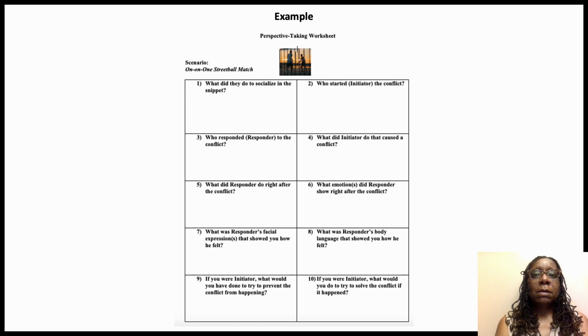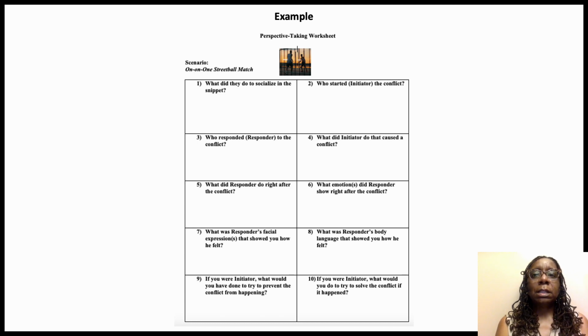Question number 1. What did they do to socialize in the snippet? Question number 2. Who started the conflict? You will notice that the term initiator is in parentheses. This is so because from this point forward, initiator will be known as the person who started the conflict. Question number 3. Who responded to the conflict? You will notice that responder is in parentheses. This is so because from this point forward, responder will be known as the person who responded to the conflict.